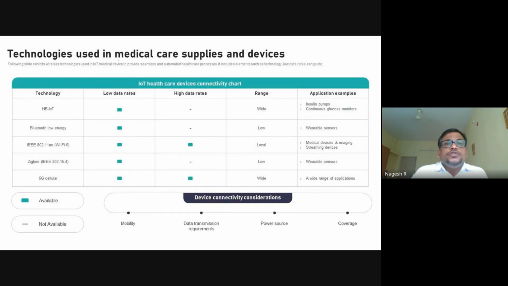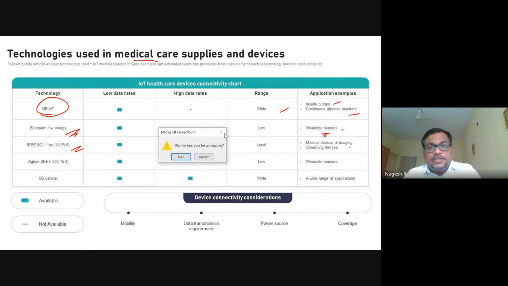The technologies used in medical care supplies include narrowband IoT, which has a wide range of applications such as insulin pumps and continuous glucose monitors. Bluetooth is used by wearable sensors like fitness trackers and all those which we wear on our body. Wi-Fi is used for certain medical imaging devices and streaming devices.